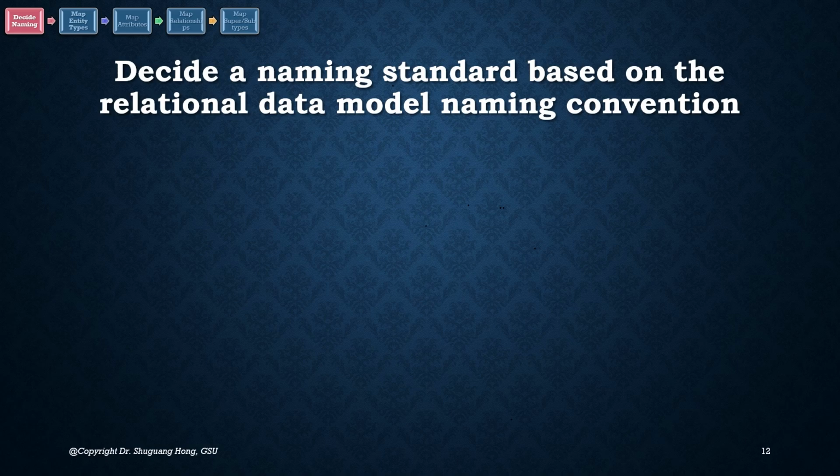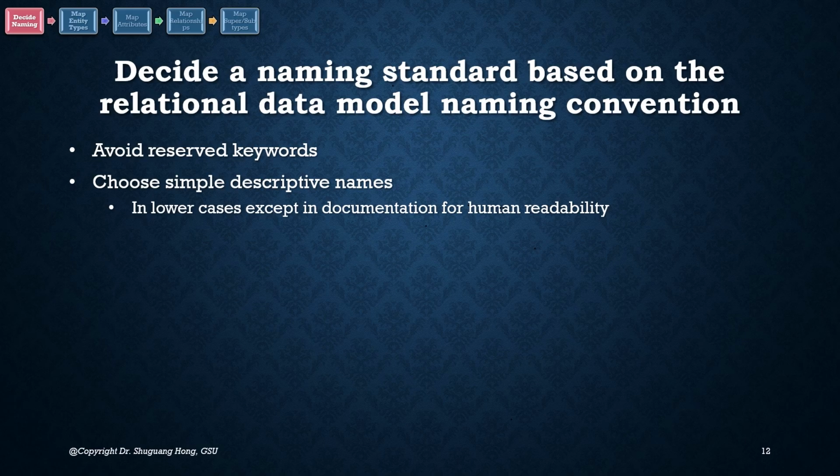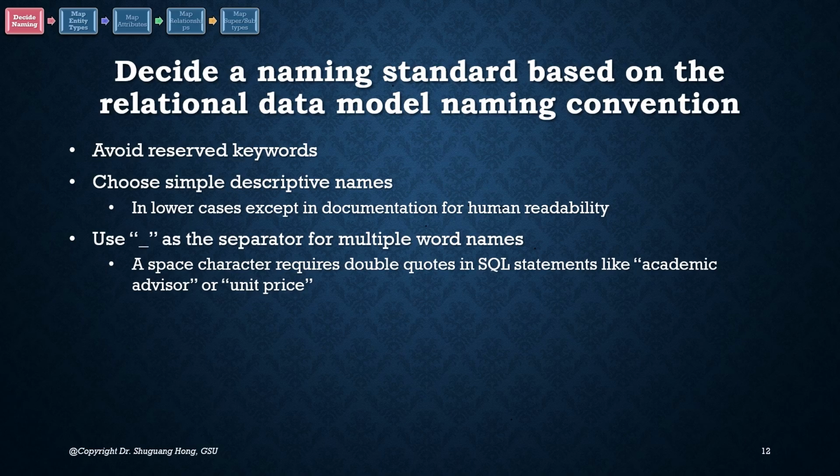The following are general guidelines for the naming convention in best practice. Avoid reserved keywords. Choose simple descriptive names. In lower case except in documentation for human readability. Use underscore as the separator for multiple word names.